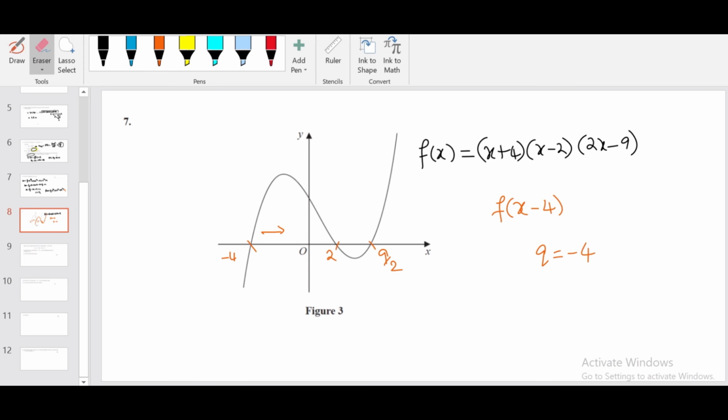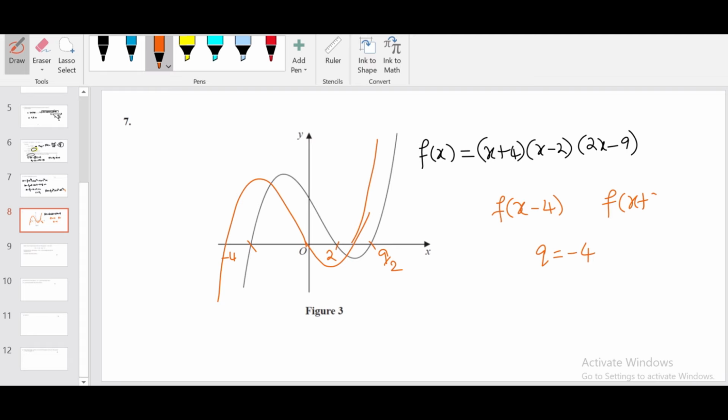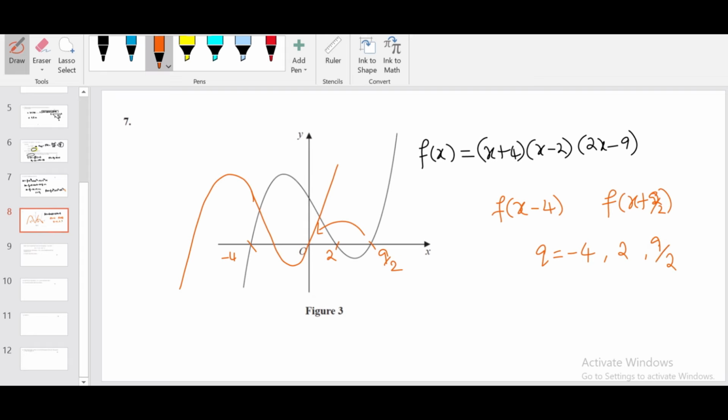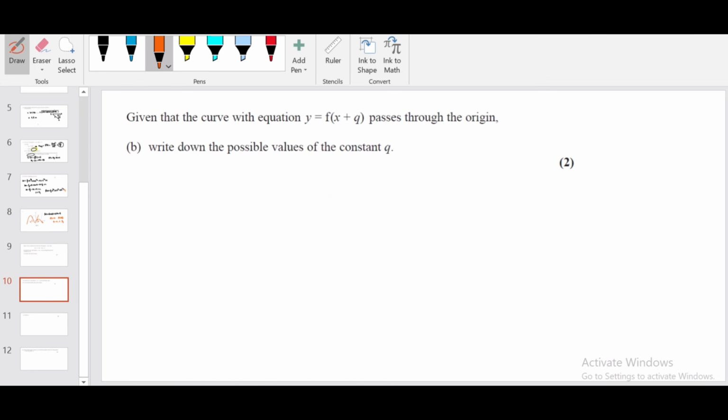The same way, if you move 2 units to the left, you will get this graph, right? So that's basically f(x plus 2). So q can be 2. The same way, you can move the graph 9 over 2 units. So this will come here. You will get a graph like this actually. That's f(x plus 9 over 2). So q can take all these 3 values. So to answer this type of question, you need to know graphs and transformations.